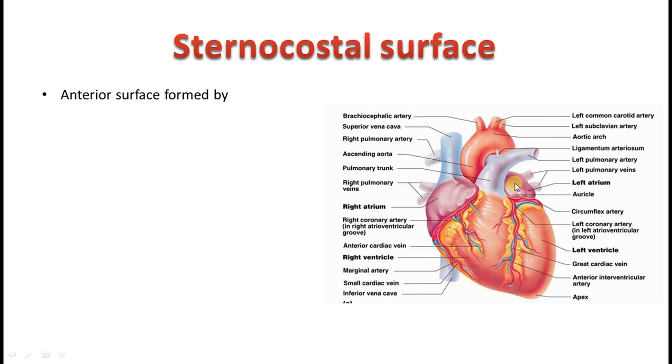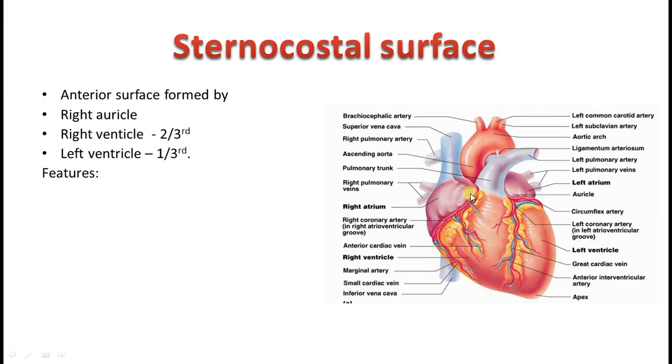The area is mainly occupied by the right ventricle, two-thirds, and one-third is by the left ventricle, and part of the right auricle you see here. The auricle is that ear-like appendage of the atria, the right and the left auricle.